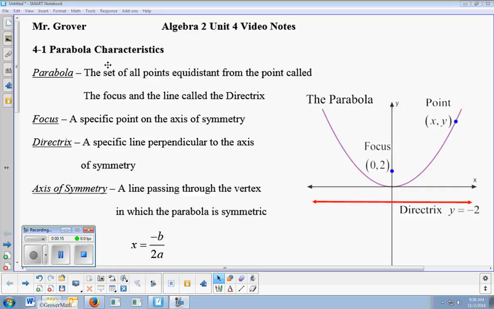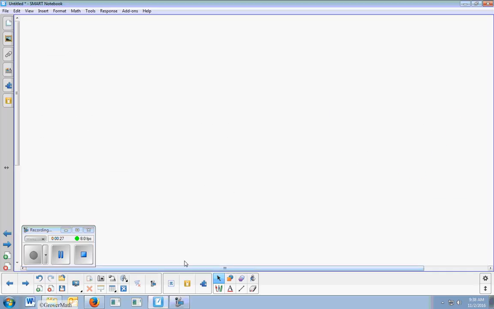So here's your definition for a parabola. It's a set of all points equidistant from the point called the focus and the line called the directrix. Let me just discuss this briefly for a minute. So what we're saying is equidistant. Now you know that if I were to discuss all of the points equidistant from a point.